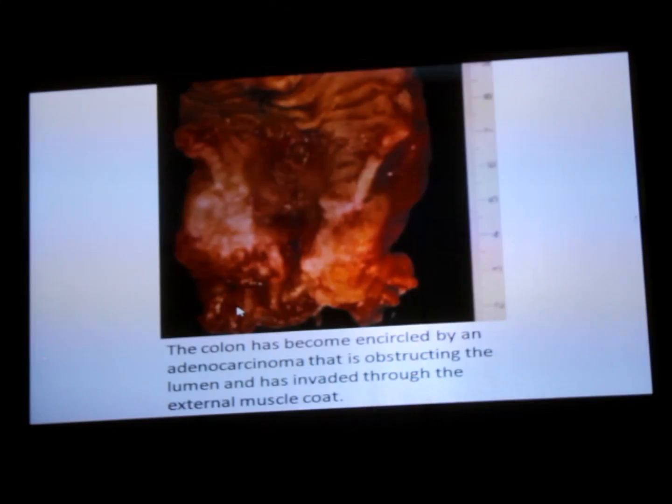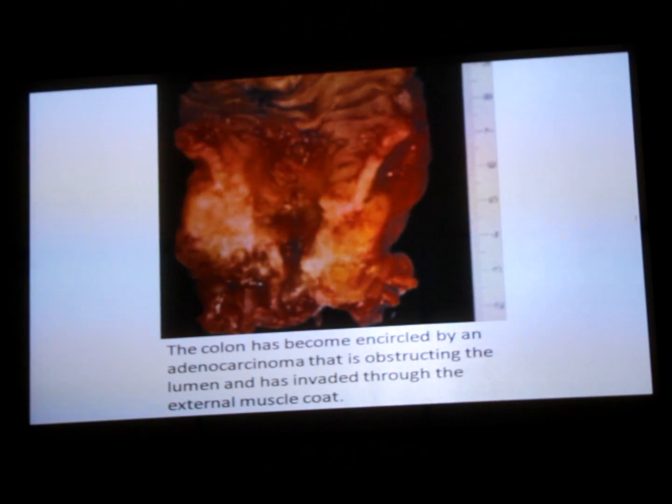This is a cut specimen. Here this is the area where there is ulceration and growth. If you make a slide from this part, you may get tumor cells. Same thing, all these specimens are of adenocarcinoma colon. This is also colon, this is the growth.